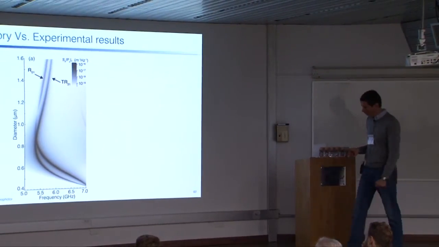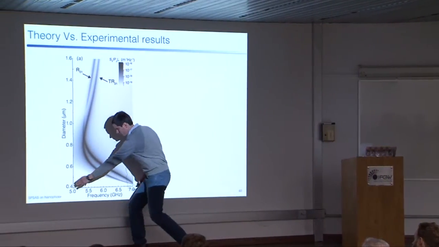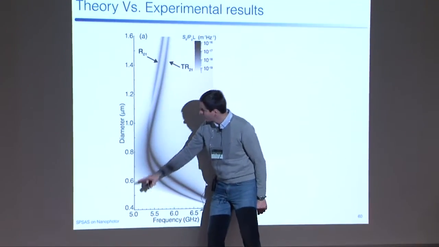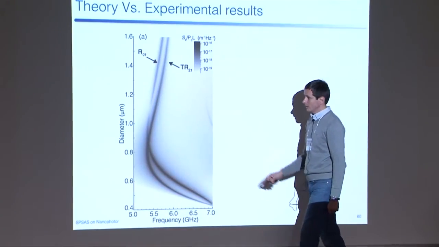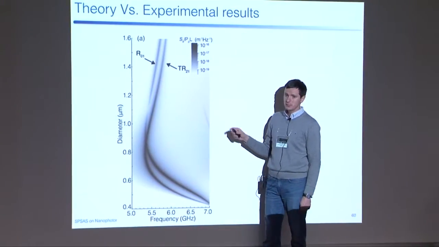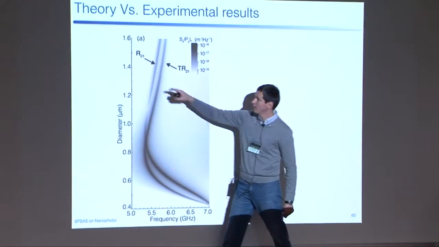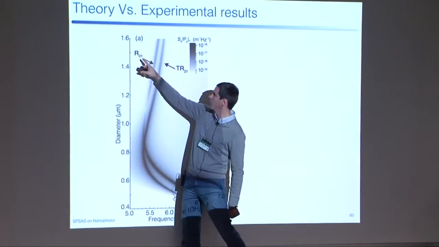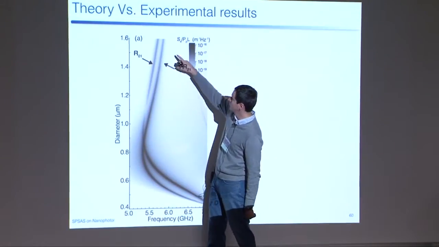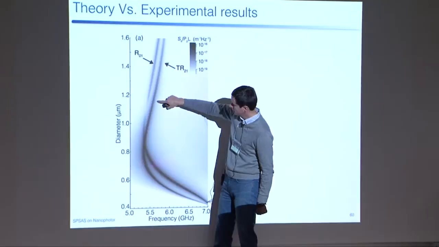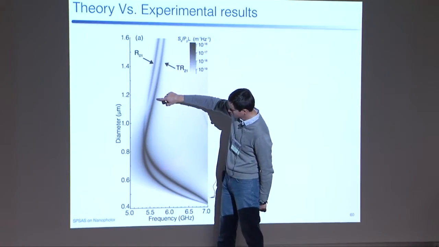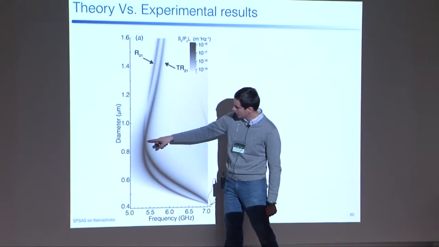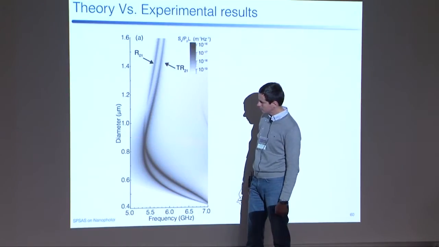So this is now, again, focusing on the 5 to 7 gigahertz frequency. And over here, we have the diameter from 0.4 to 1.6 microns. And the density plot here is simply the intensity of the scattered light in log scale as I change the diameter. And there's a couple of things, right? There are two curves. One curve is for the R01, the other is for the TR01. The TR01, we see that it gets stronger. There's a frequency behavior here where, as I change the diameter, it goes to smaller frequency, and then it goes back up to larger frequency. And they cross accidentally somewhere around 0.8, close to 0.9.